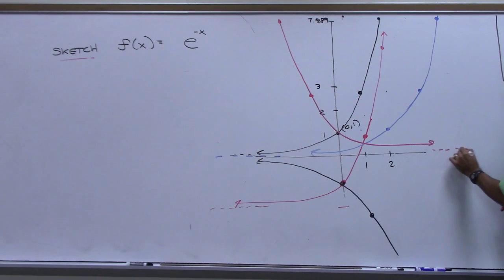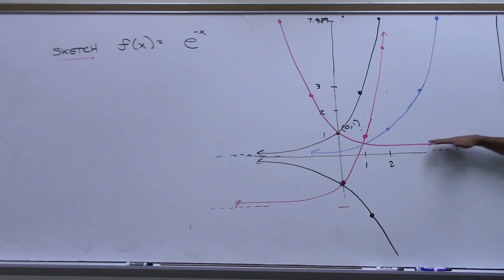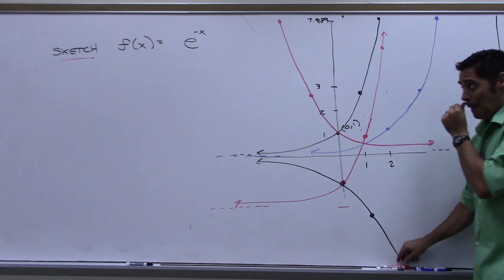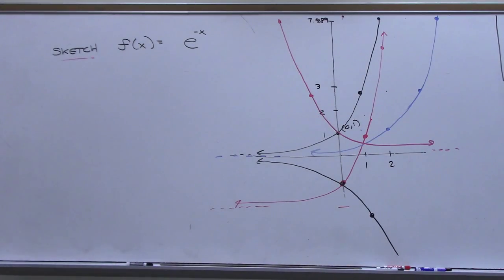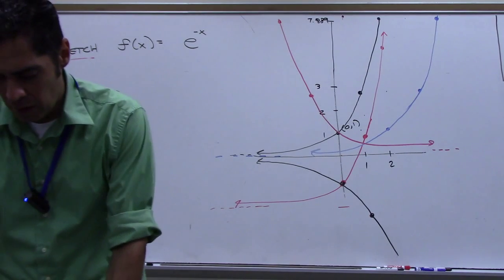And your horizontal is over here now. Horizontal asymptote. So on your homework, let me just show you an example of one of the problems from the homework.